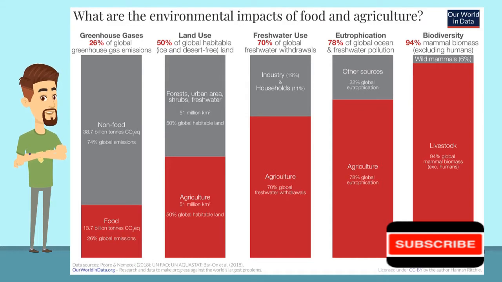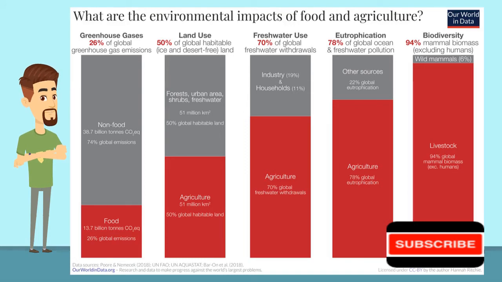First, food accounts for over a quarter, 26%, of global greenhouse gas emissions. Second, half of the world's habitable, ice and desert-free, land is used for agriculture. Third, 70% of global freshwater withdrawals are used for agriculture. Fourth, 78% of global ocean and freshwater eutrophication, the pollution of waterways with nutrient-rich pollutants, is caused by agriculture. Fifth, 94% of mammal biomass, excluding humans, is livestock.